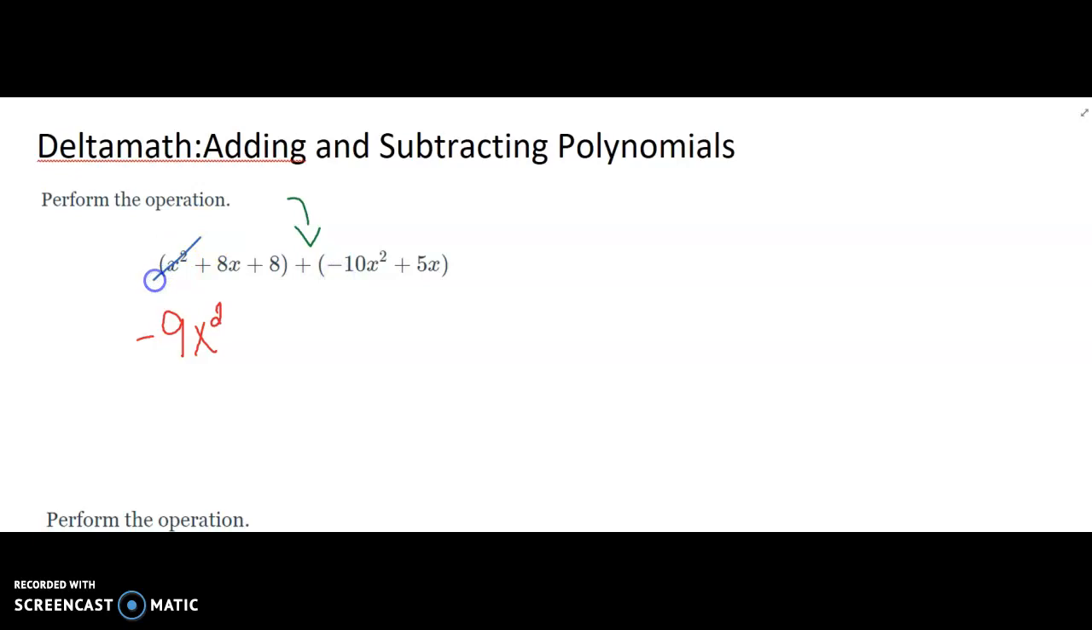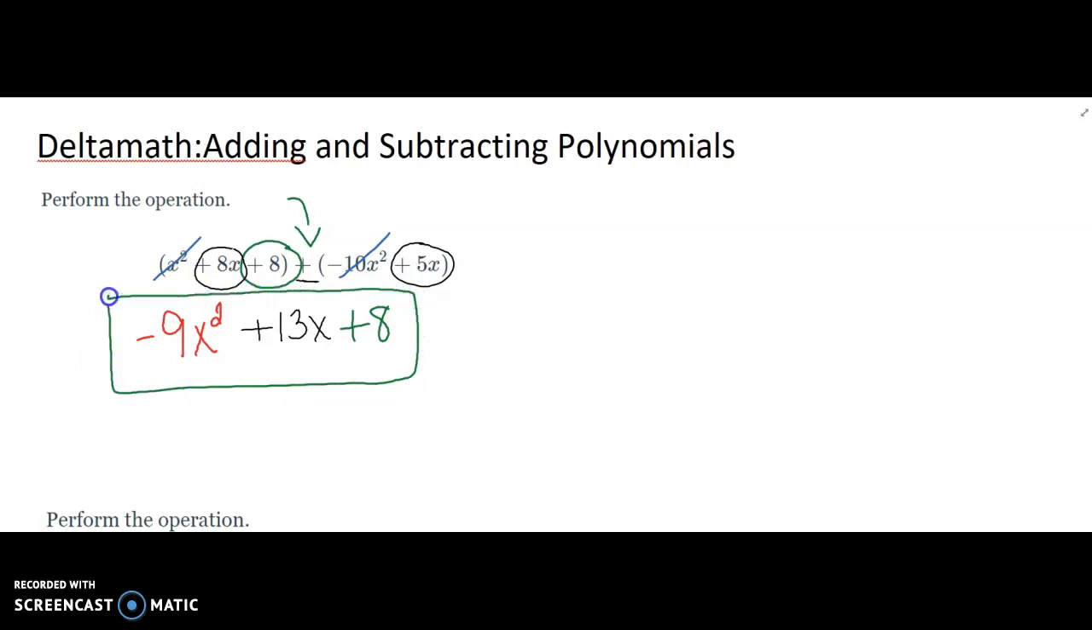Now we're going to go ahead and add the 8x. We have an 8x here and we're adding a 5x. So 8 plus 5 is 13x. So there's my answer. And then notice that we didn't do anything with this 8. There's no other constant to add it to. So it's just going to be negative 9x squared plus 13x plus 8. And this is probably how Deltamath is going to want you to type it in standard form, with the highest exponent first, then the next highest exponent, and then the constant last. All right, let's go ahead and try another one.